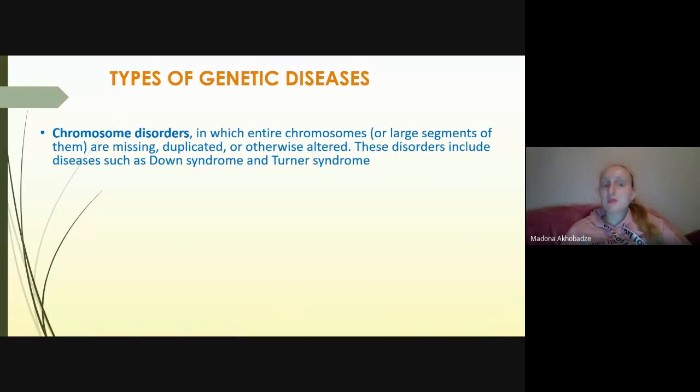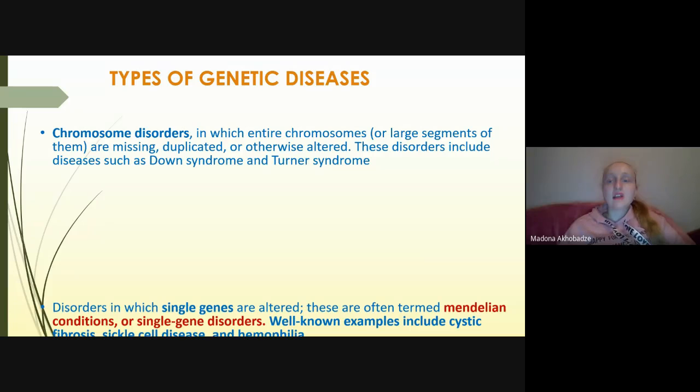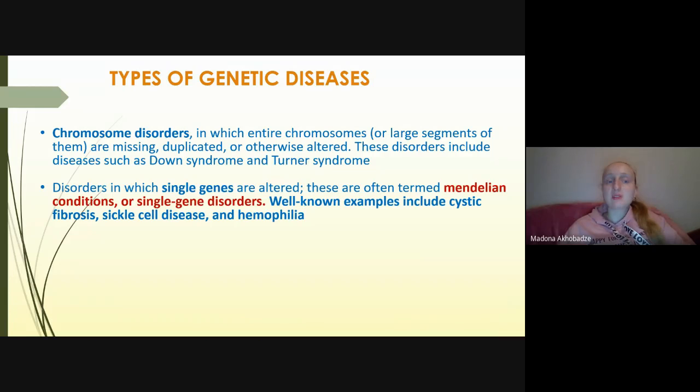But there are chromosomal disorders, which include the entire chromosome, or just parts of the chromosomes that could be missing in the case of deletions, could be duplicated, or could be altered during translocations and so forth. Examples include Down syndrome, trisomy of the 21st chromosome, and Turner syndrome, monosomy of the X chromosome. And also so-called single gene disorders or Mendelian conditions, which are caused by a single gene alteration.